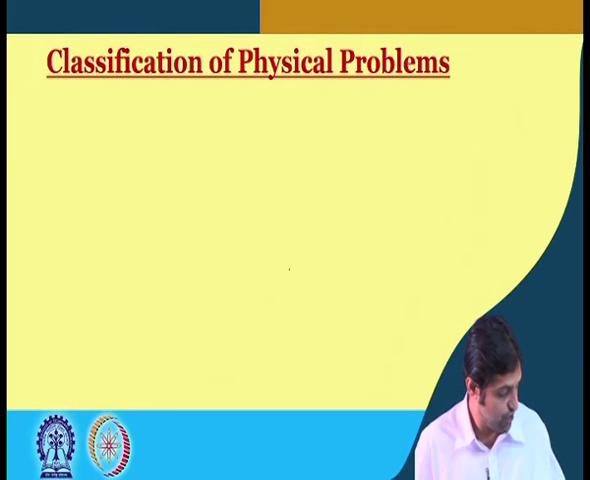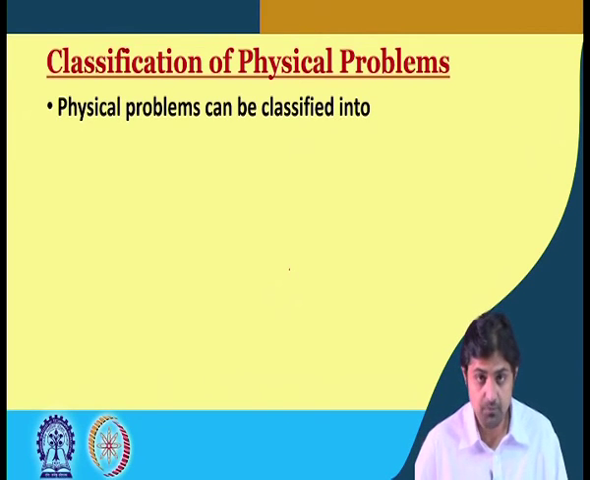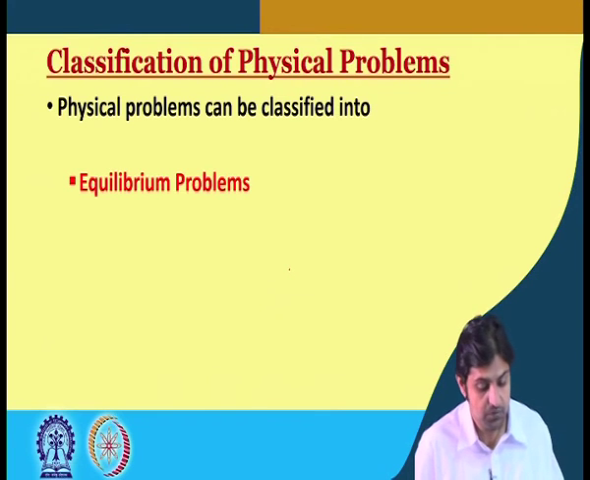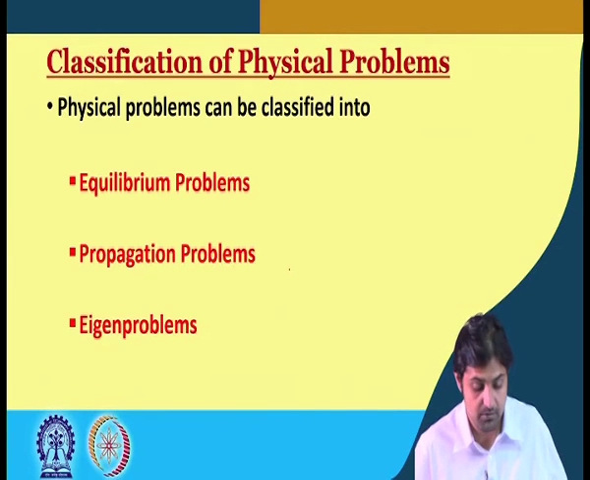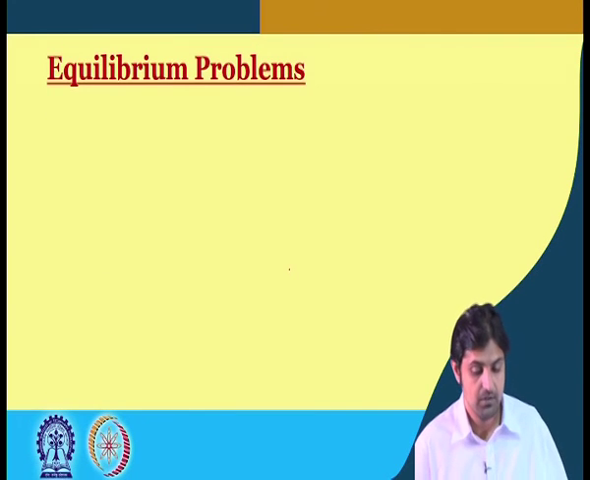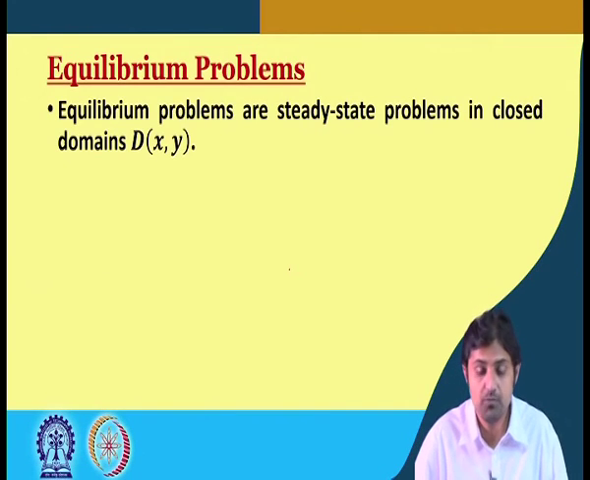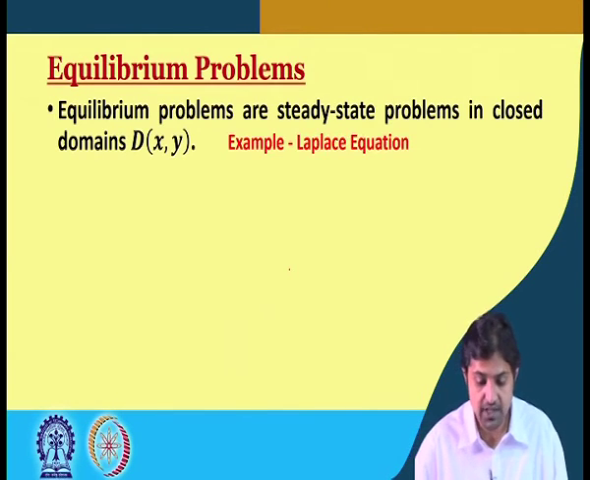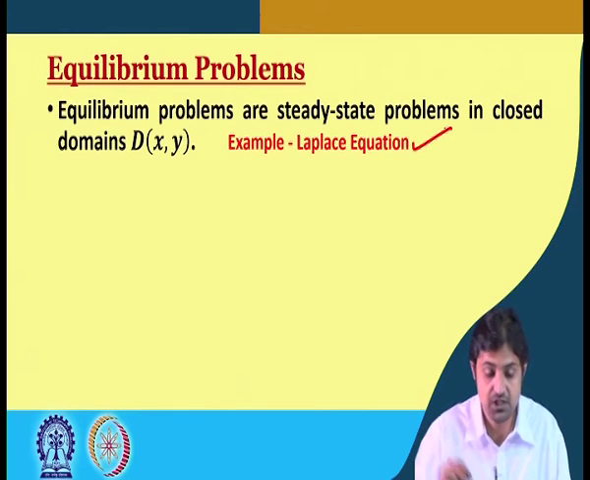Now, the classification of the physical problems. The physical problems can be classified into equilibrium problems or propagation problems. The third is eigen problems. Okay. So, any physical problems can be classified into three different forms. What are the equilibrium problems? Equilibrium problems are the steady state problems in closed domains. Steady state means there is no dependence on time, there is an equilibrium. So, an example is the Laplace equation of such type of problems.